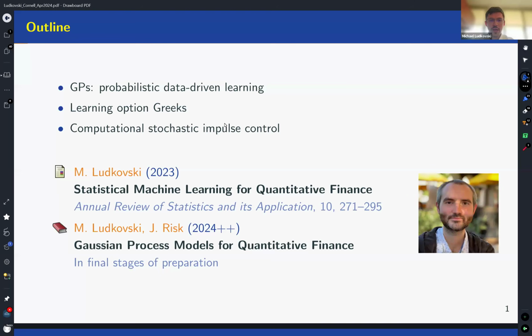The first half of the talk will be an overview in very broad strokes, and then I'll go into two case studies, applications, that I picked because they are really disjoint from each other, at opposite ends of the spectrum of how GPs can be used in financial applications. The first is a paper with Yuri Saporito on learning option Greeks, and the second, just by myself, is a short paper on stochastic impulse control. These two are picked as case studies of how GPs come up in quantitative finance.